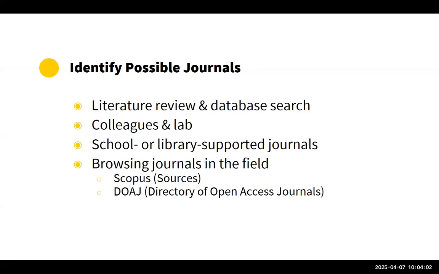What you also might want to do when you're doing a database search is add on to your search the type of article that you're interested in publishing. For instance, if you're doing a case report, then just search for your topic and then add case report in quotation marks after that. And that will make sure that not only does the journal publish on this topic, it publishes the type of article that you're interested in.